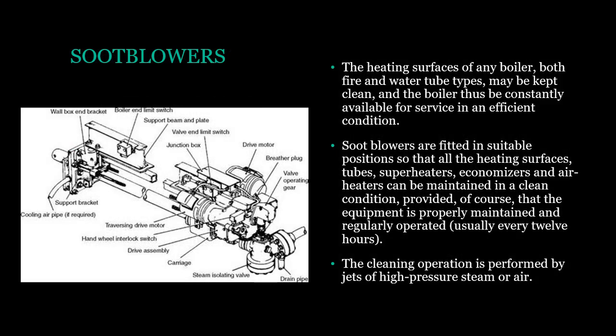The heating surfaces of any boiler, both fire and water tube types, may be kept clean, and the boiler thus be constantly available for service in an efficient condition. Soot blowers are fitted in suitable positions so that all the heating surfaces, tubes, superheaters, economizers and air heaters can be maintained in a clean condition, provided, of course, that the equipment is properly maintained and regularly operated, usually every 12 hours. The cleaning operation is performed by jets of high-pressure steam or air.